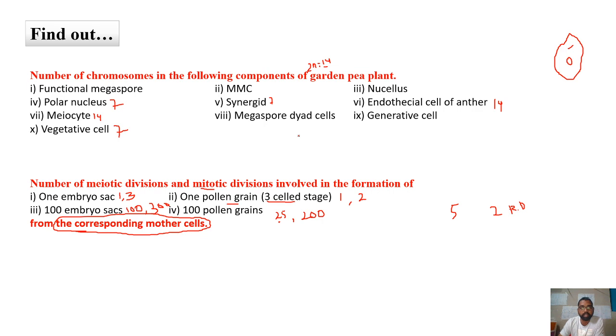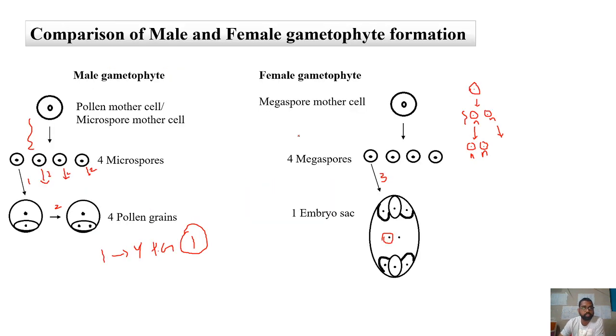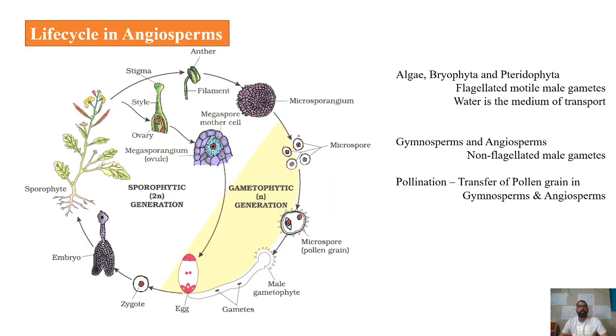Now coming to the present lecture, that is the pollination process. So the present part of the discussion will be this, that is how the pollen grain reaches the female gametophyte in the process of pollination. So we are going to discuss this particular part.